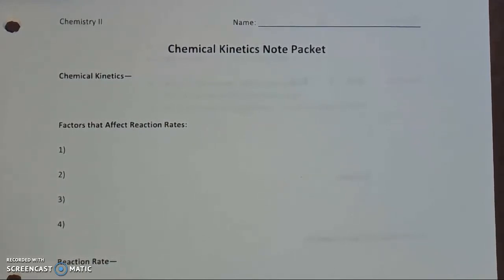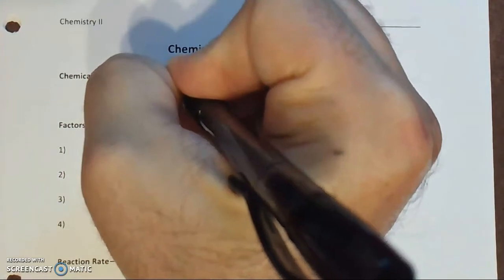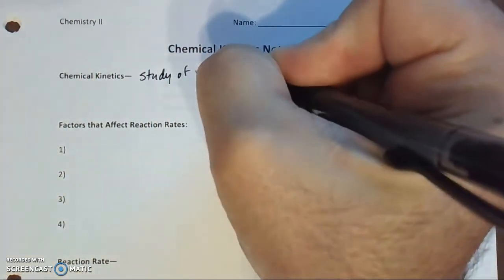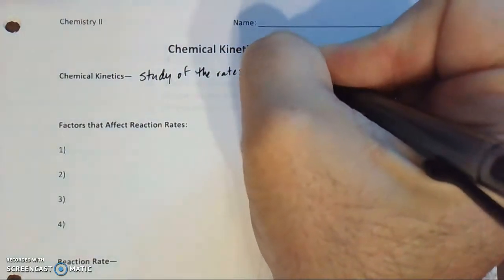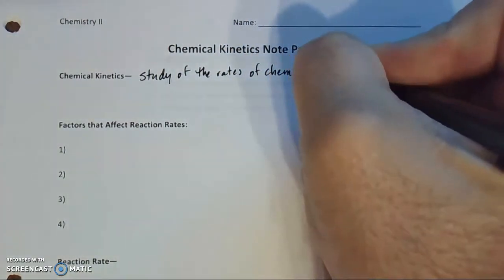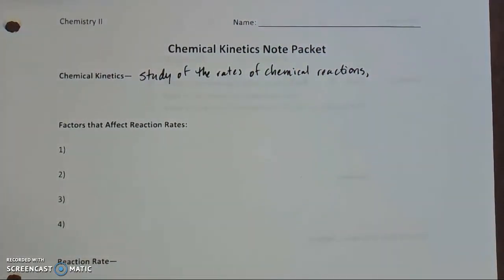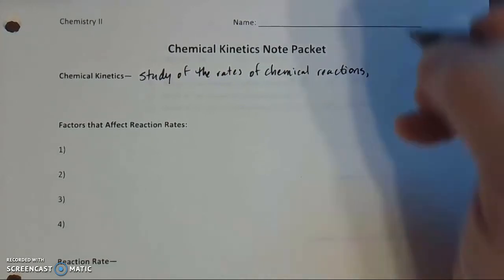So kinetics maybe makes you think about movement, and in a way that's true with this. Chemical kinetics is a study of the rates of chemical reaction. So how fast does a reaction proceed? How can we influence rate?